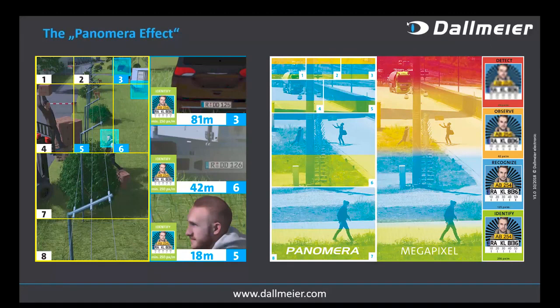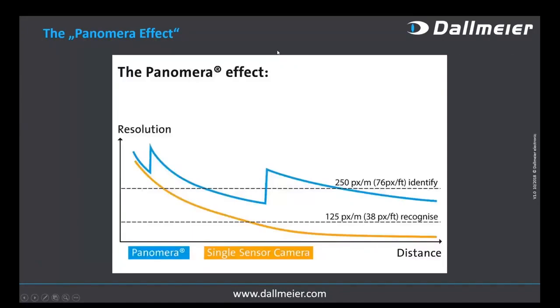Observe, so 62.5 pixels or more is typically a value that is already sufficient if I want to do object classification, distinguish between a person, a car, a bicycle, or objects of that size. So that gives you a little bit of an idea what this is about.